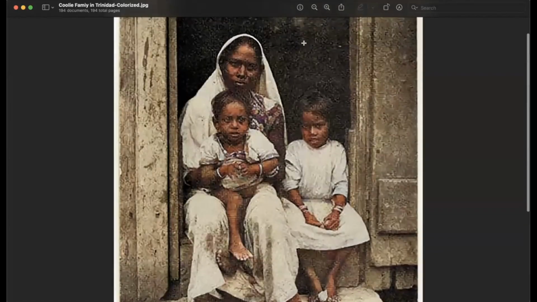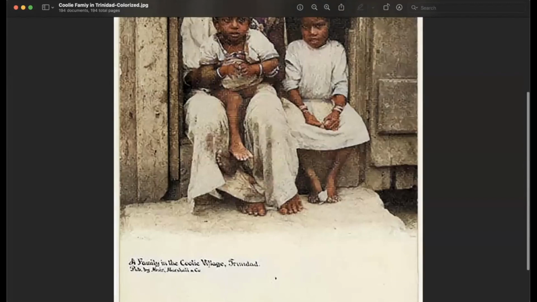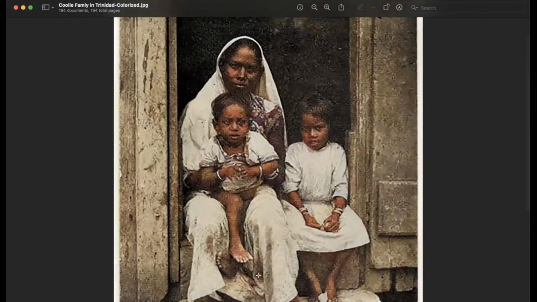And right here, we have a Coolie family in Trinidad and Tobago. Trinidad, a Coolie family. So Hindus that were brought over to South America. All right, this is them in Trinidad. It says a family in the Coolie village, Trinidad. The Coolie village in Trinidad. If you guys know the history, you guys know what I'm talking about.